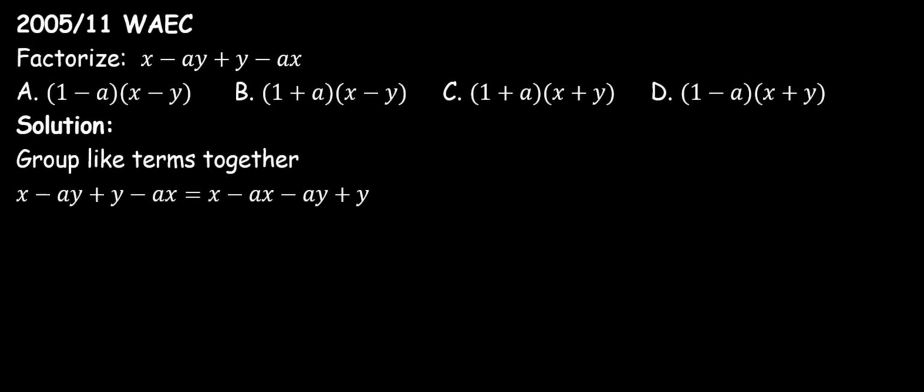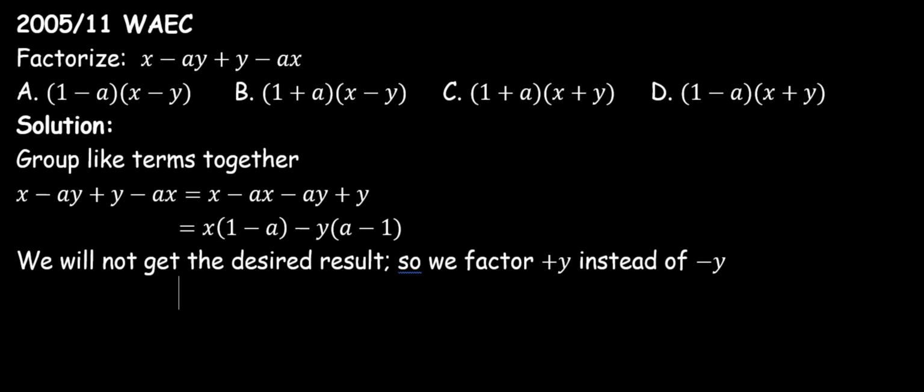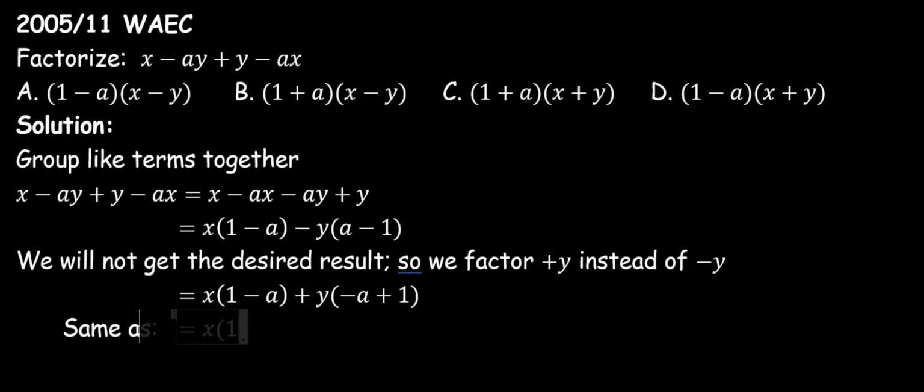We have just grouped the x items together and the y items together. When we factor out x, in the first case, we have x into bracket open 1 minus a bracket close minus y into a minus 1. We will not get the desired result, so we factor plus y instead of minus y, and that will give us x into bracket open 1 minus a bracket close plus y into minus a plus 1 bracket close, which is the same as x into 1 minus a bracket close plus y into 1 minus a.